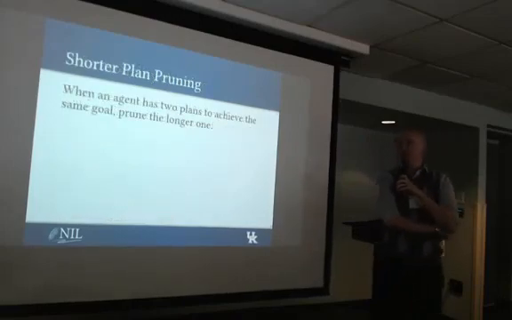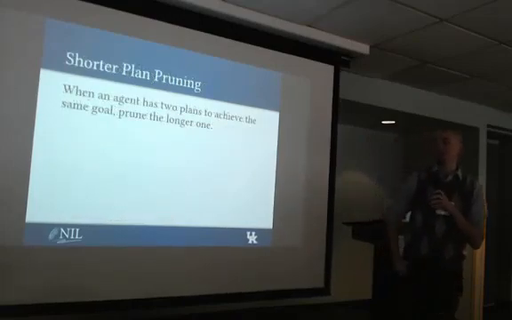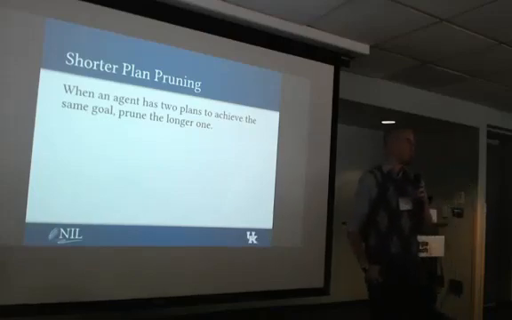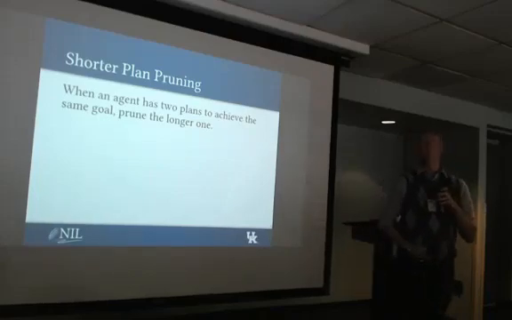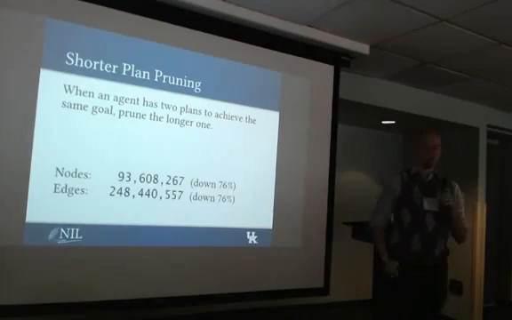Okay, so the next thing we're going to do is shorter plan pruning. So anytime an agent has two ways to achieve the same goal, we prune the longer plan. Why are we doing this so early? That's going to come up in a minute.